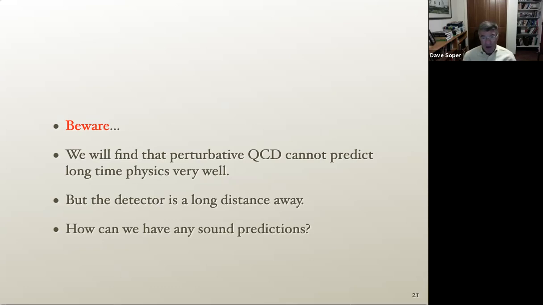However, the detector is a long distance away from the interaction. The scales you want to use are inverse femtometers, and the detector is at least millimeters away, and parts of the detector are meters away. So how on earth can you have any kind of predictions from QCD, given that the detector, where you really see things, is a huge distance away?